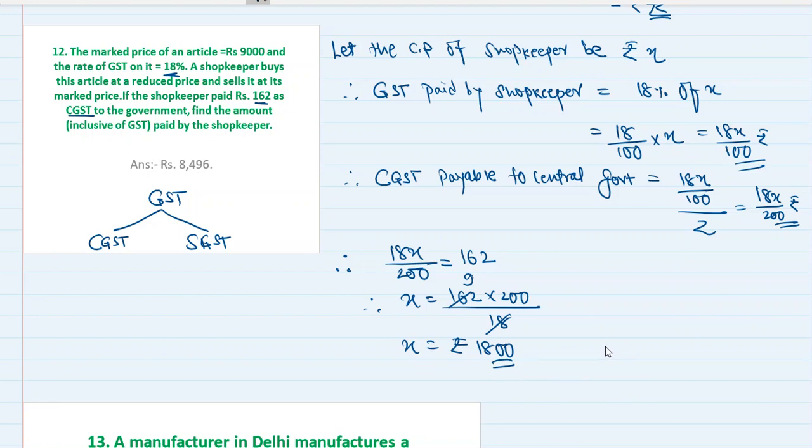I don't think it is legitimate, because the question says find the amount inclusive of GST paid by the shopkeeper. There is some mistake in this question, I feel, because X is coming to be 1800, whereas the marked price of the article is 9000. Nobody would get a product of 9000 for 1800 rupees. So there has to be some mistake in the question. I think this is 1620. Let's take it as 1620 and understand.